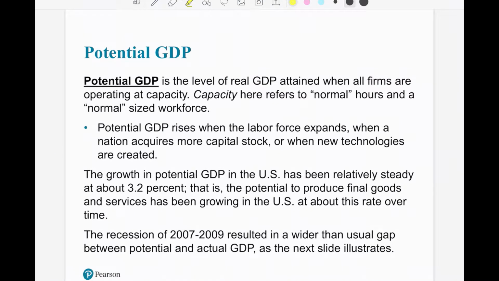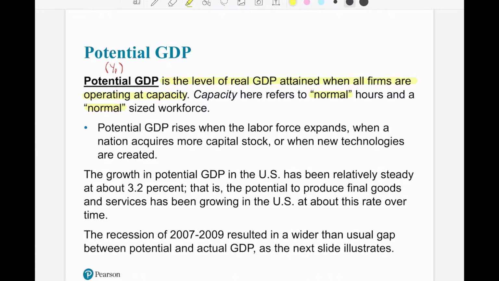So moving on to potential GDP. Now, potential GDP, which we'll just say is Y sub P, is going to be the level of real GDP attained when all firms are operating at capacity. So when all firms are operating at capacity or their full potential. Now keep in mind that capacity refers to normal operation, so the normal hours of operation and also the normal amount of workers. So that means that there's no extra workers working outside of the norm, and the firm isn't having its hours extended past their normal hours of operation.